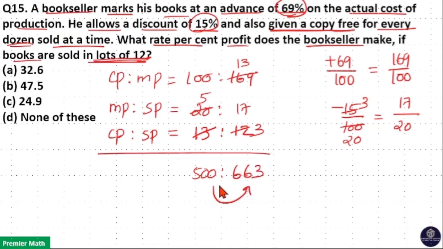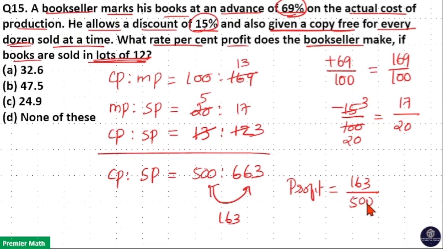Now the difference between cost price and selling price is equal to 163. That means selling price minus cost price is 163. Then profit here is equal to 163 divided by cost price, which is 500, into 100. Now 5 goes 3 times in 16, remaining 1. So 5 goes 2 times in 13, remaining 3. 5 goes 0.6 times in 3. So 32.6%. Option A is your answer.